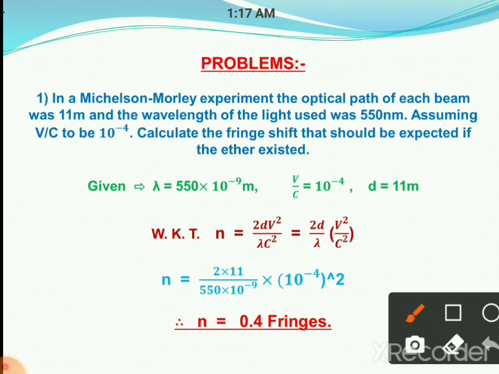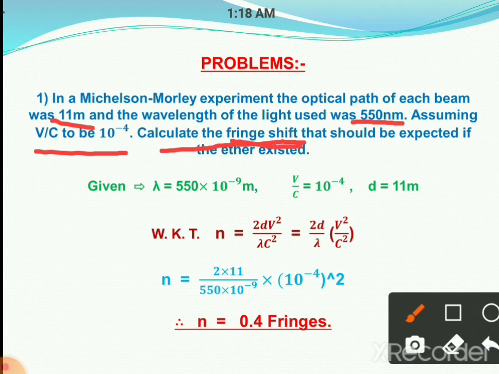Consider one problem. In a Michelson-Morley experiment, the optical path of each beam was 11 meter, and the wavelength of the light used was 550 nanometer. Assuming v by c to be 10 to the power minus 4, calculate the fringe shift that should be expected if the ether existed. So, in this problem, we have to calculate the fringe shift.